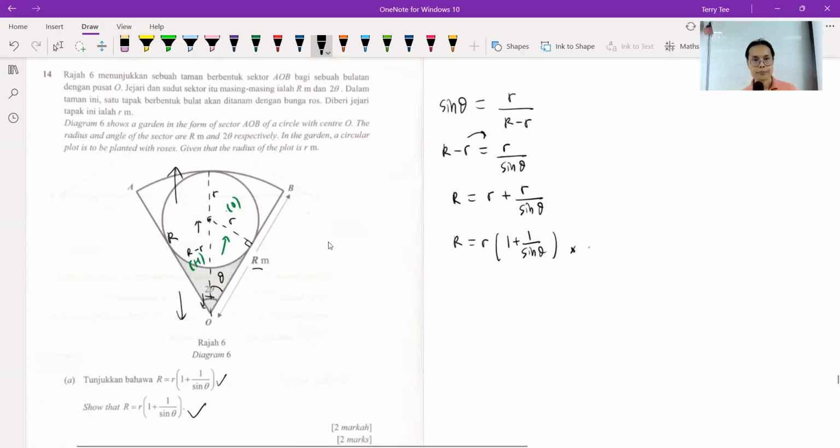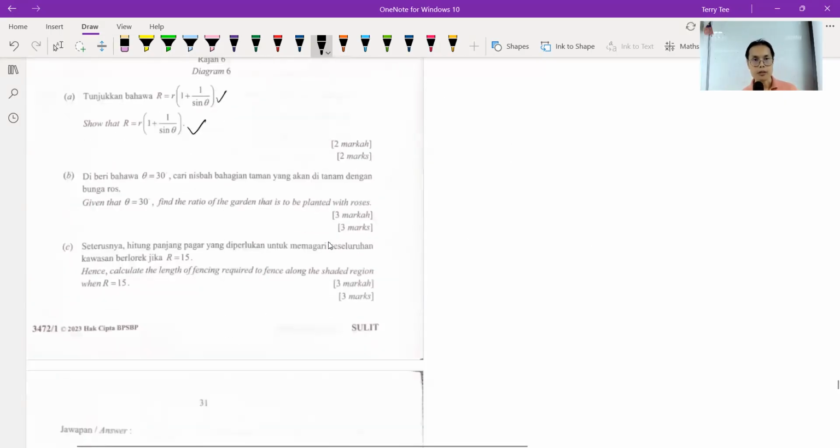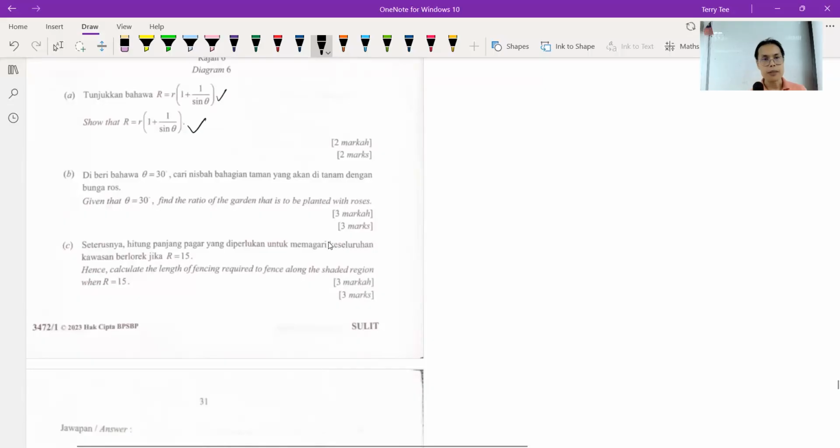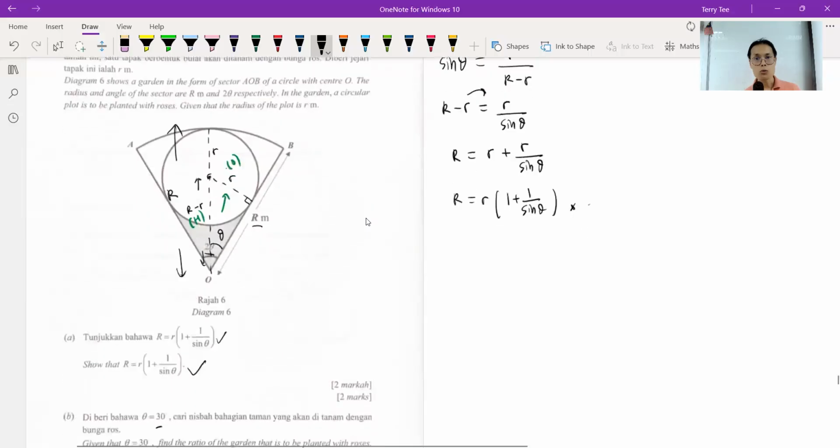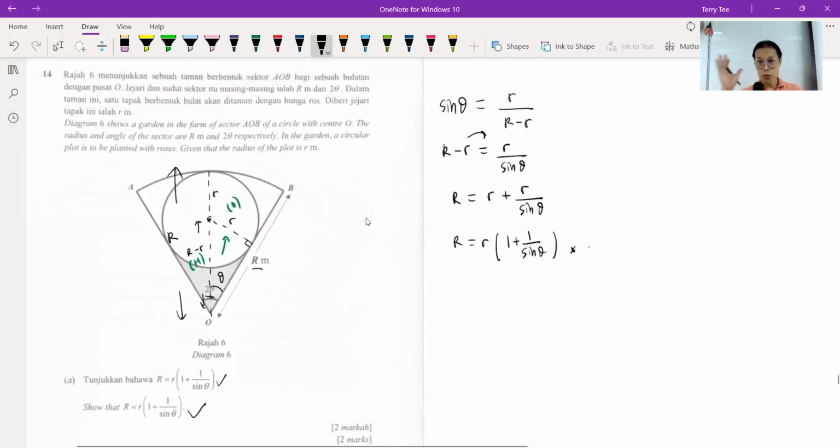All right. Next. Okay, we're going to use this result. Diberi bahawa theta equals 30 degrees. Cari luas bahagian taman yang ditanam dengan bunga ros. Okay, the whole taman, right? The entire taman is the whole sector. The small area planted with rose is this, right?